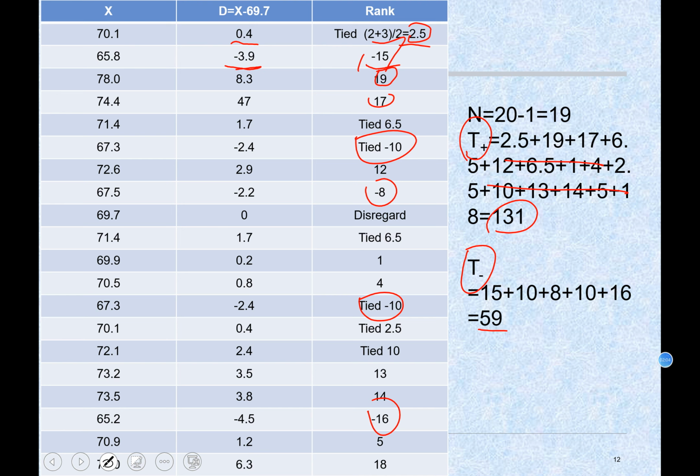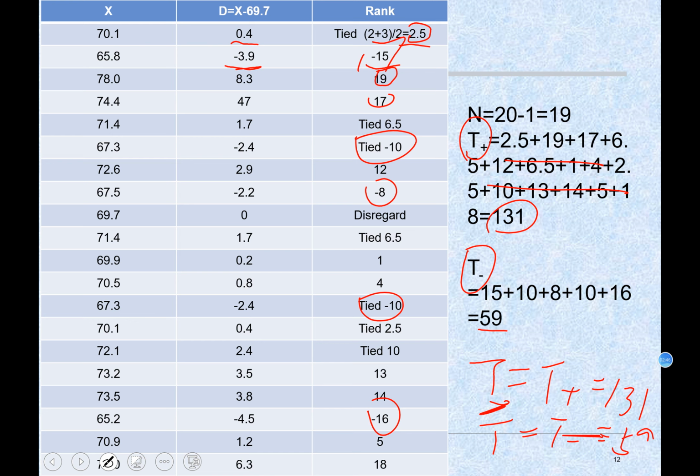And we said that in the Wilcoxon signed rank test for one sample test, we need a single test statistic, T. And in this method, we can choose either one from T plus and T minus. For example, here in this question, we choose T plus. So the test statistic T value equals 131. Of course, you can choose T minus.